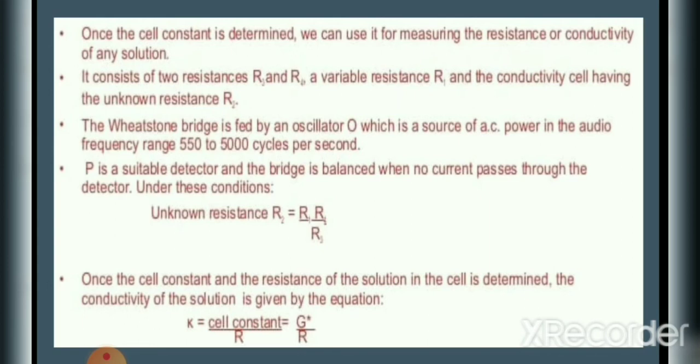Once the cell constant and the resistance of the solution in the cell are determined, the conductivity of the solution can be calculated using the equation kappa is equal to cell constant by R, or it is equal to G star by R. We know that G star is equal to R kappa. So conductivity kappa is equal to G star by R.